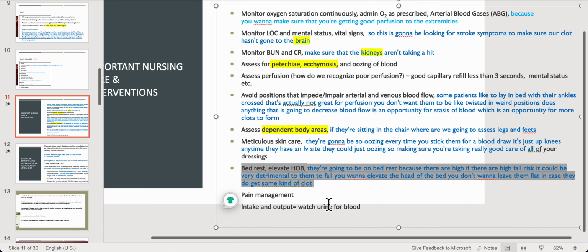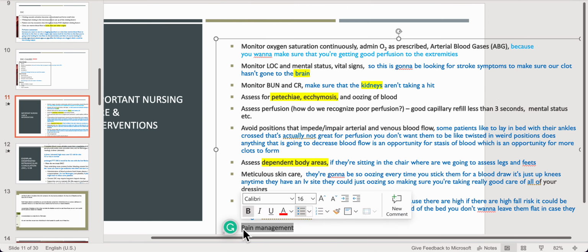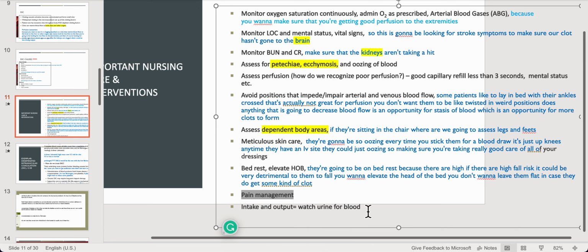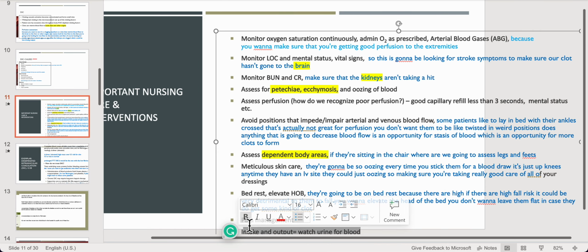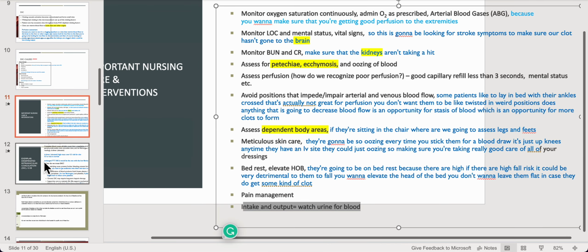Bed rest. Elevate HOB. They're going to be on bed rest because if they're a high fall risk, it could be very detrimental to them to fall. You want to elevate the head of the bed. You don't want to leave them flat in case they do get some kind of clot. Pain management. Intake and output equals watch urine for blood.